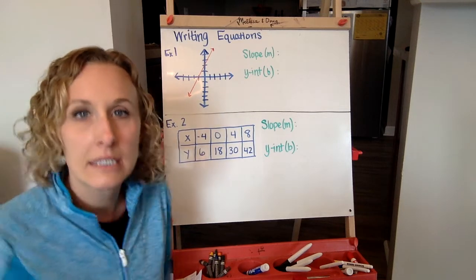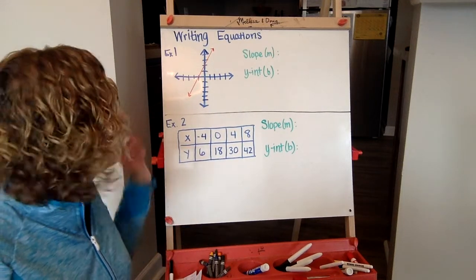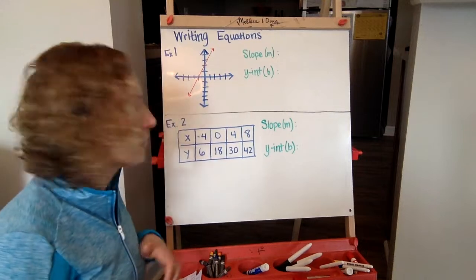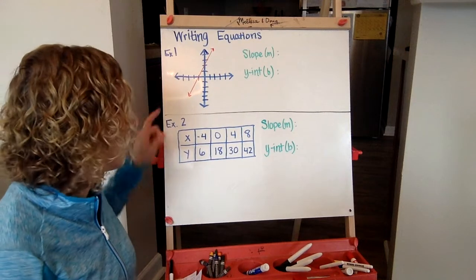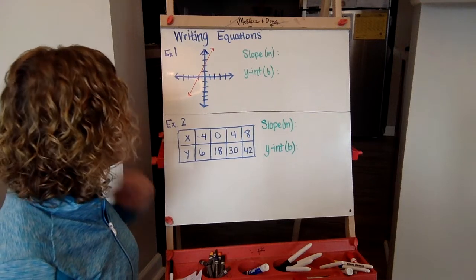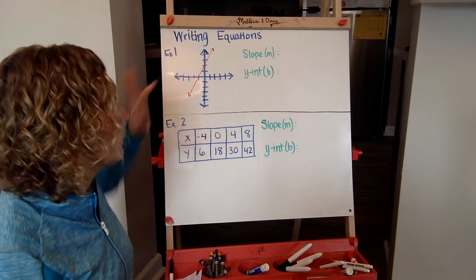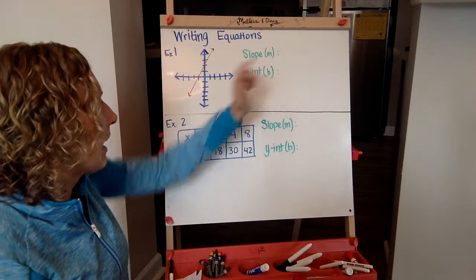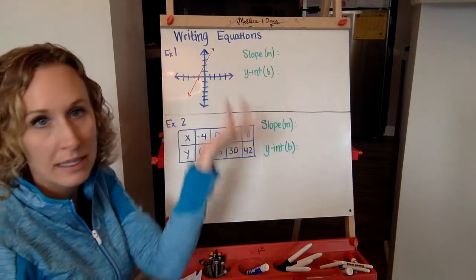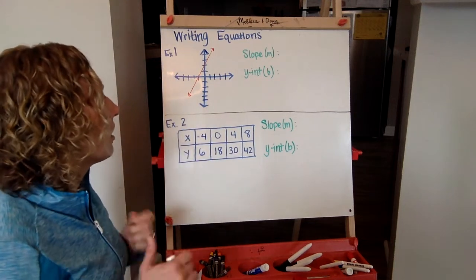Okay, so today I would like to review with you writing equations from graphs and writing equations from tables. And these are linear equations, they make a straight line. So if we look at the first one, the two things we need to write our equation is a slope, otherwise known as m, and a y-intercept known as b. Okay, so let's begin with our slope.